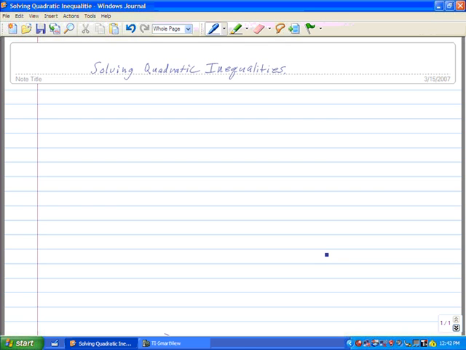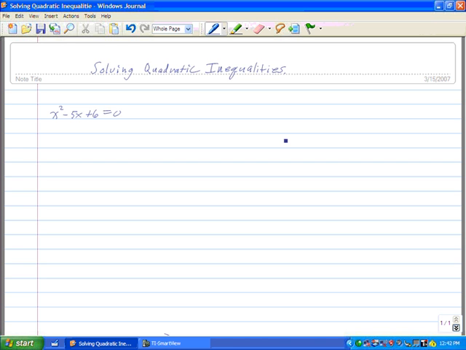We now want to look at how to solve a quadratic inequality. Now, before we try and solve an inequality, it would be good to review at least one or two techniques for solving an equality, because we'll need to be able to do that. Now, our first equality is x squared minus 5x plus 6 equal to 0.